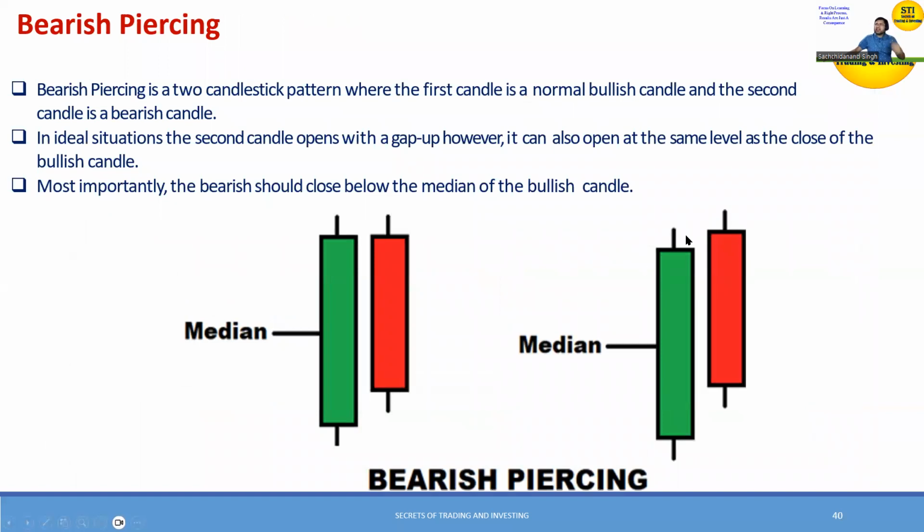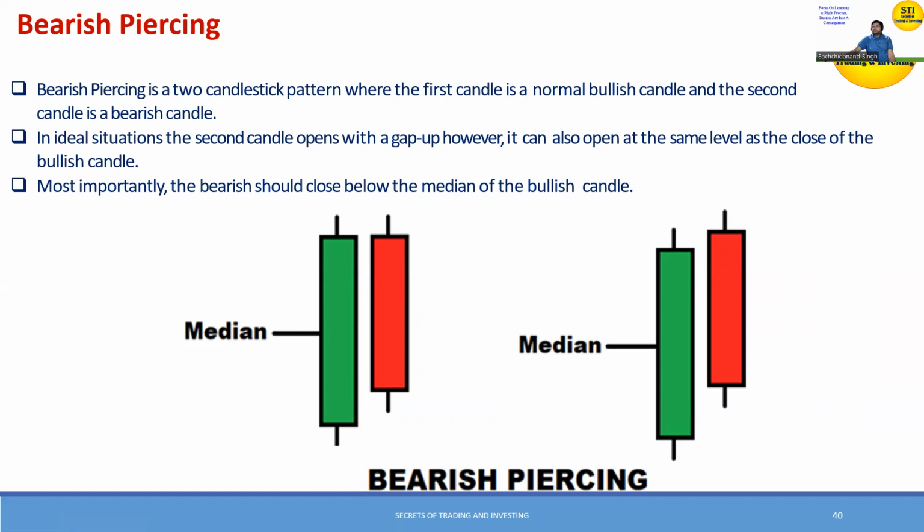The next example is bearish piercing. It is similarly the opposite of the bullish piercing, where the first candle is green, the second candle is red, and the most important thing is that it should be closing above the median. It can start making the second candle at the same level or a little bit higher, doesn't matter. But the most important thing is to close above the median of the green candle.